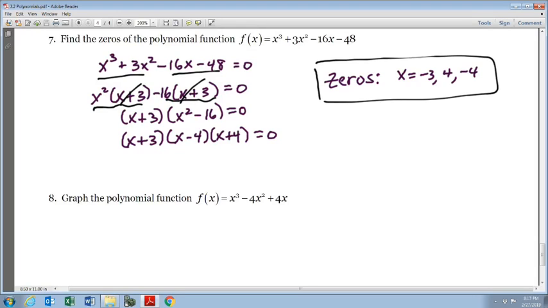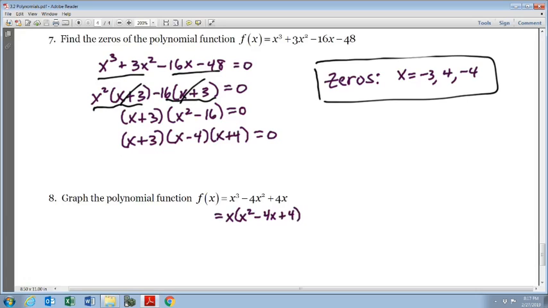On number 8, it says graph the polynomial function. So again, to do that, we're going to want to factor this polynomial. That's how we find our zeros, which will give us our x-intercepts, and then we can do like what we did on the previous page.